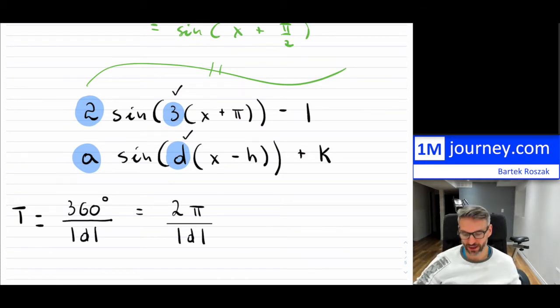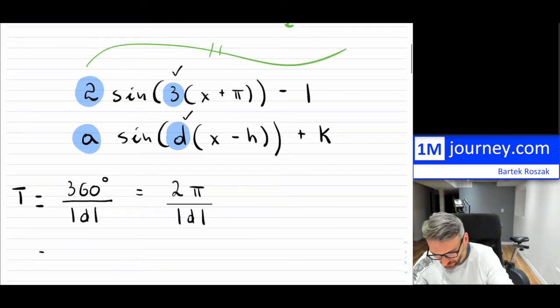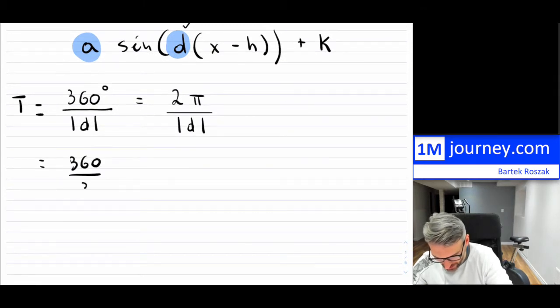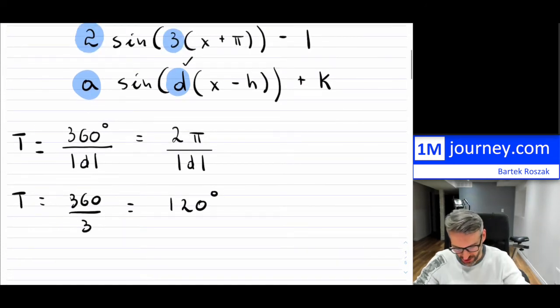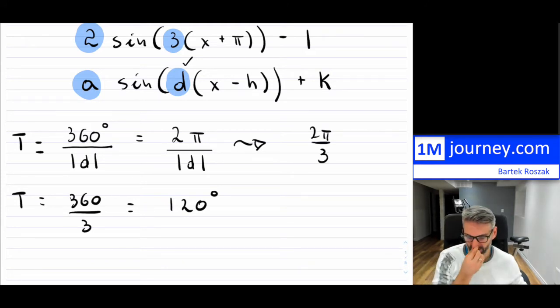So that's the period. If this was 3, then what it would mean is that we would have 360 degrees divided by 3, and that would have been simply 120 degrees as your new period. So it would have kind of compressed it in. We talked about that in that video. And if it's in radians, then it would have been 2 pi over 3, which is still 120 degrees.